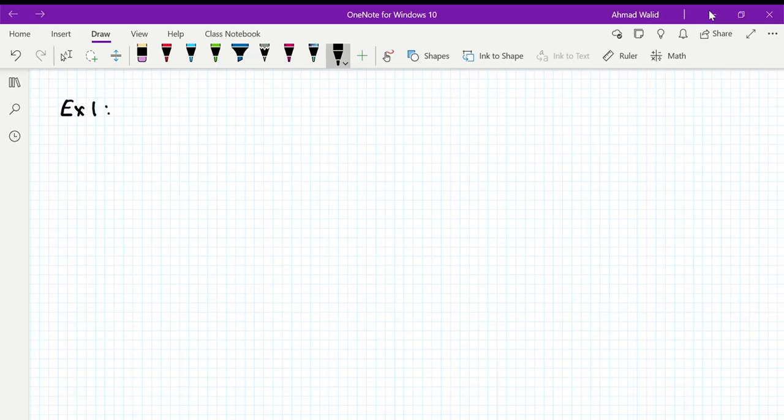Example number 1. f of x equals negative x squared minus 2x plus 1. Of course, they are asking you to graph. Correct? First thing to do is I want to find my h or my vertex.